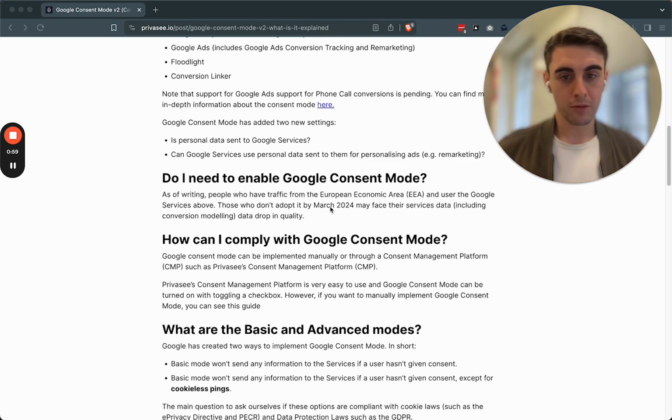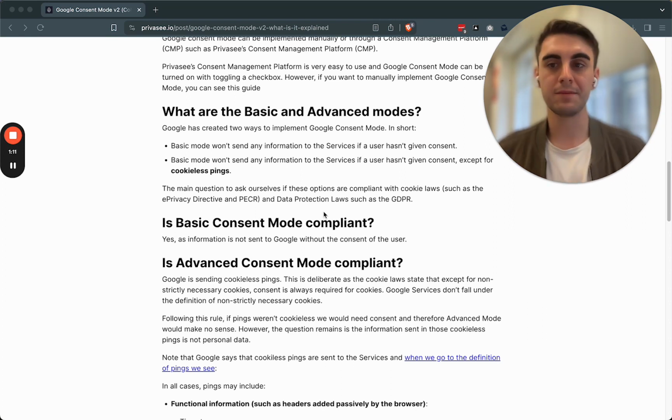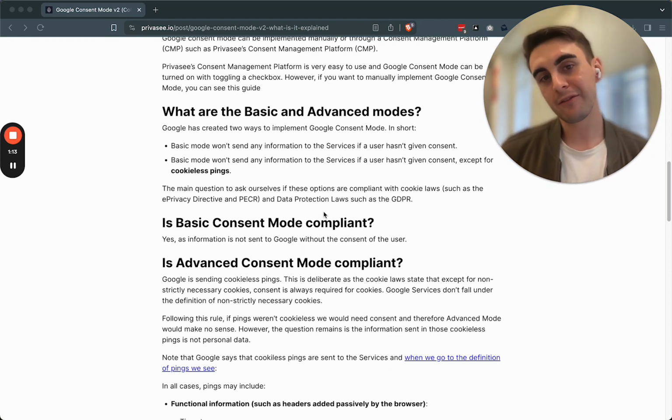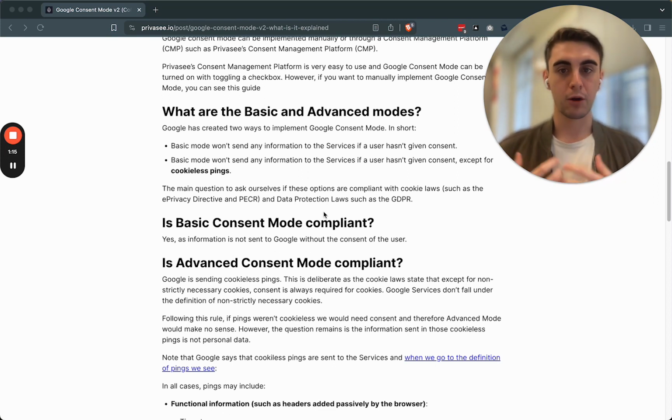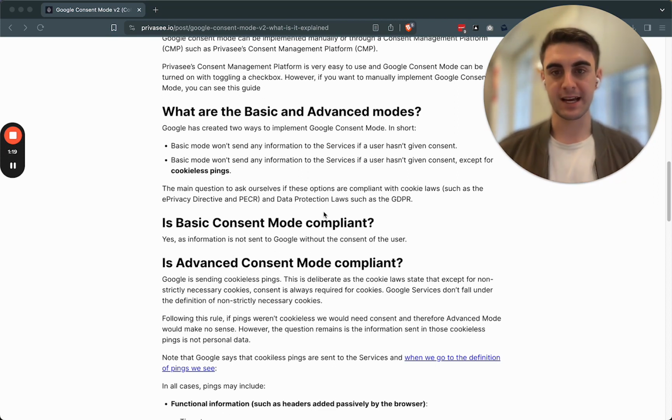Namely, we have two modes, advanced and basic mode. The basic mode essentially is just as if you had a correctly configured cookie banner. If the user doesn't give consent, then no information at all is going to be sent to Google services. However, within the advanced mode, Google makes use of what we call cookieless pings. Cookieless pings are essentially information that is being sent to Google without the use of a cookie.